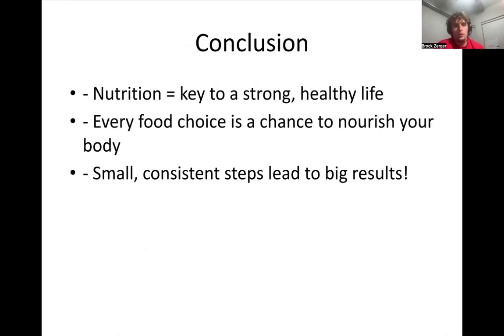So to conclude, this first part of our unit is: nutrition is the key to a strong and healthy life. Every food choice you make is a chance to nourish your body, and small, consistent steps lead to big results.